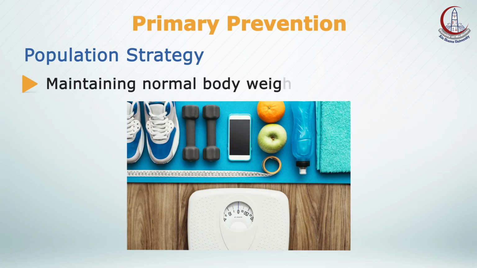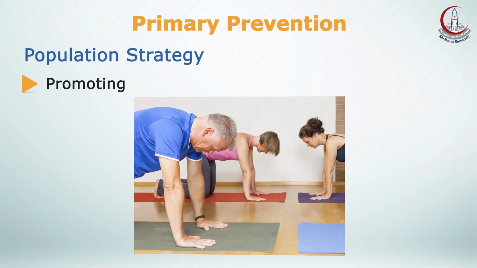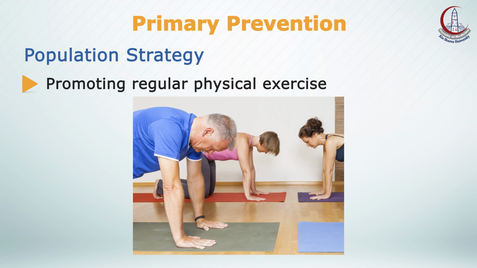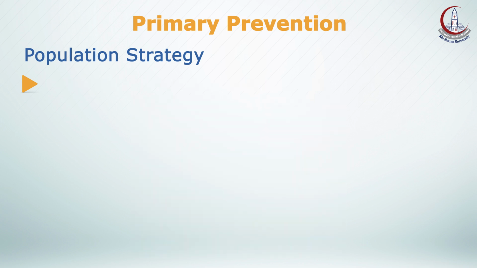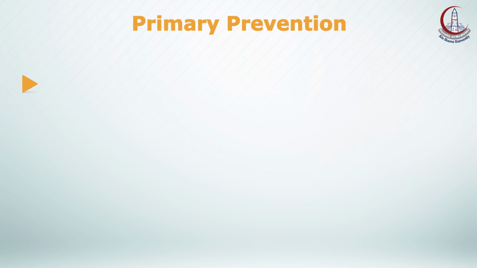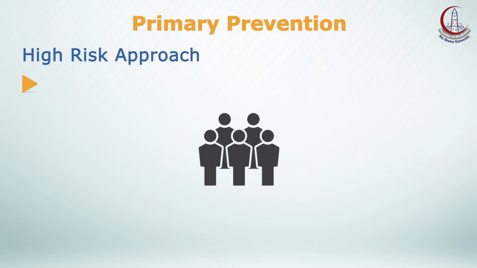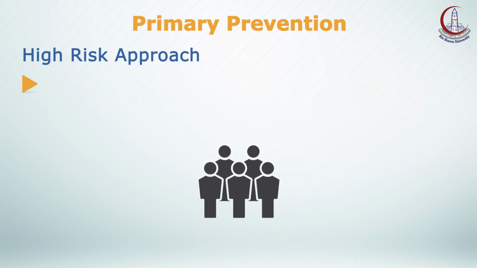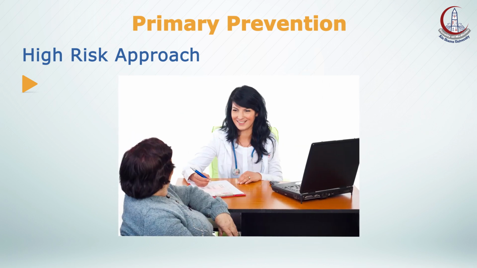Maintaining normal body weight, promoting regular physical exercise, for example, at least half an hour, 3 to 5 times weekly. And finally, smoking cessation. This should be done in line with the high-risk approach, which includes identification of individuals with modifiable factors and trying to modify such factors among them.